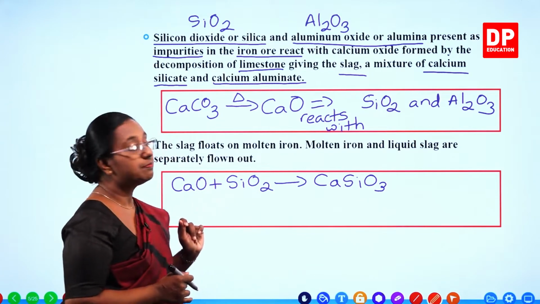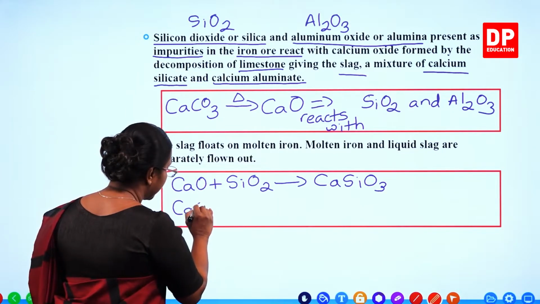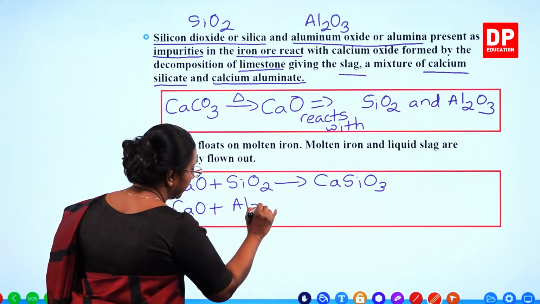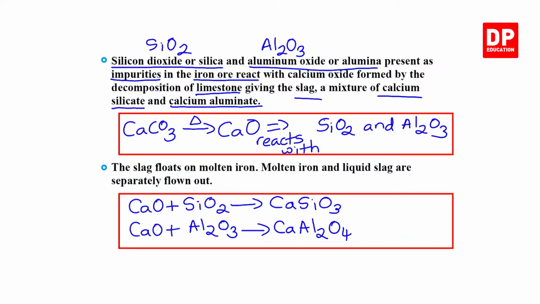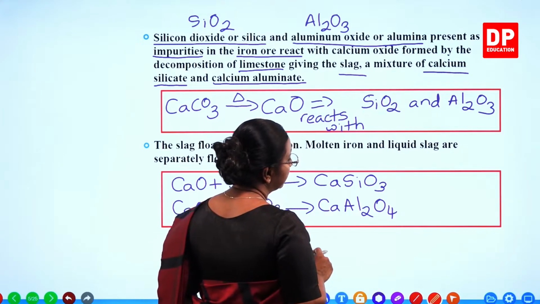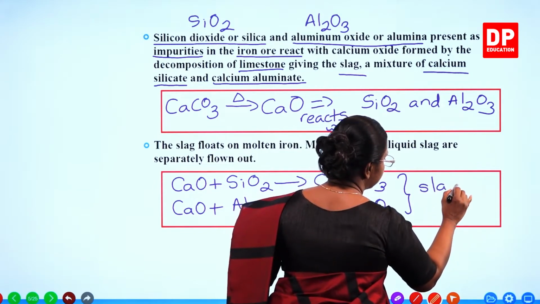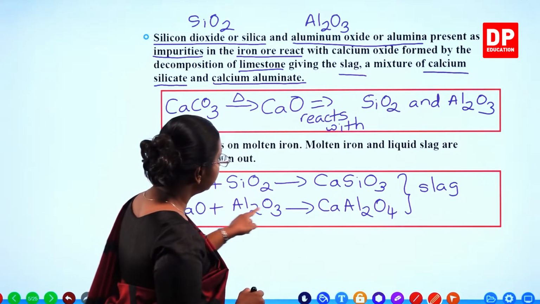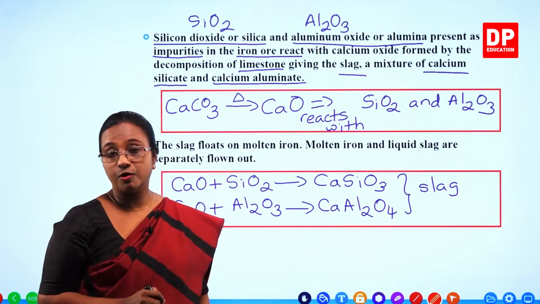Calcium oxide combines with silica forming calcium silicate, and calcium oxide with alumina or aluminium oxide, Al2O3, gives rise to calcium aluminate, CaAl2O4. Both the compounds get combined together. So both these together is what we call as slag. So these two together are known as slag, calcium silicate and calcium aluminate. You have to remember the chemical formulae, students.